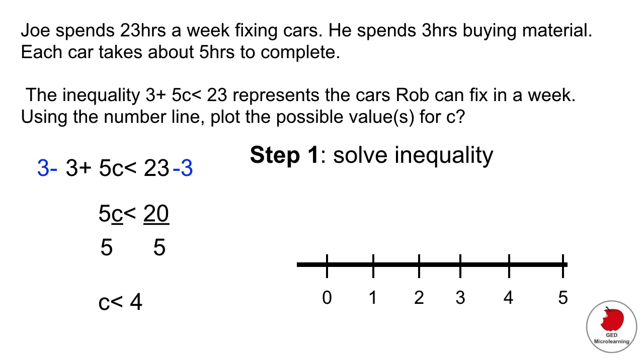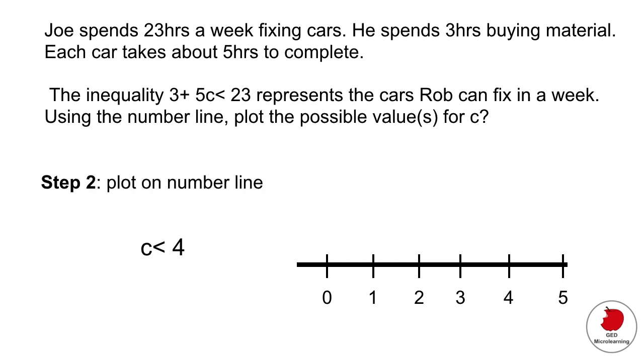Okay, so that's step 1. And then step 2 is simply to plot this on the number line. It's telling you that it's less than 4, right? So less than 4 is 3, 2, 1, and 0. Okay, so you would plot it like that, or if it allows you, you would plot kind of like a single line. But in the question you see it says plot the possible values for c.